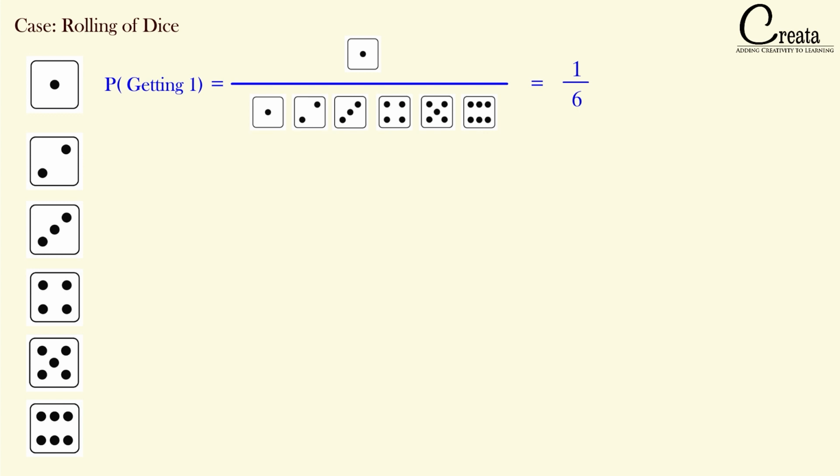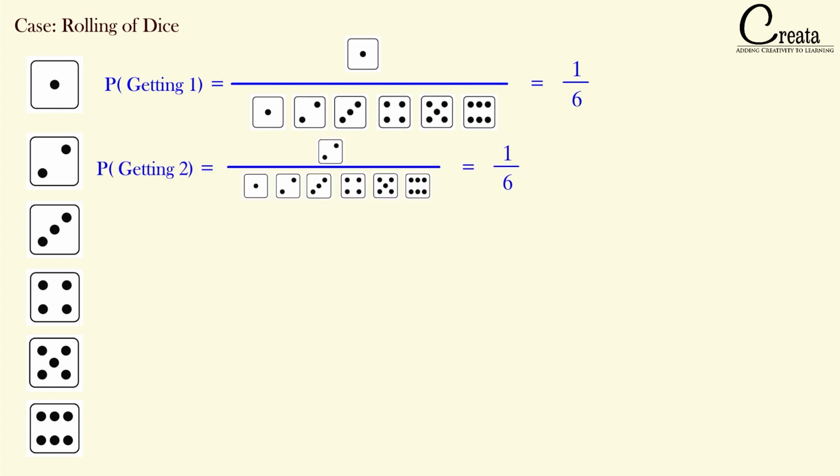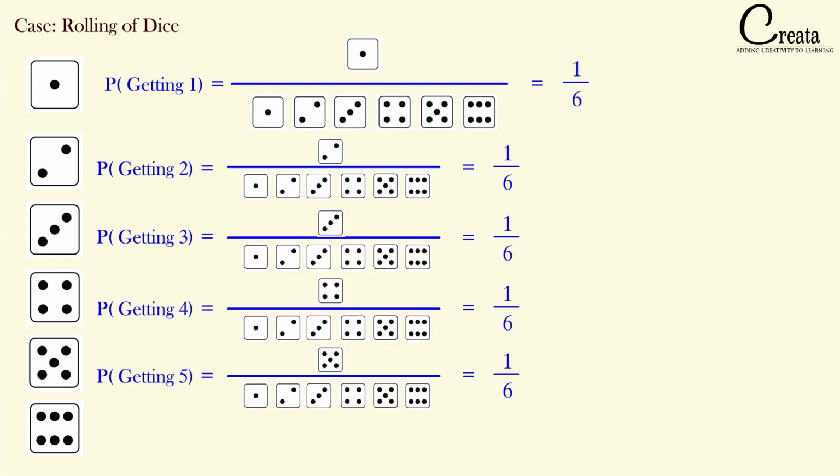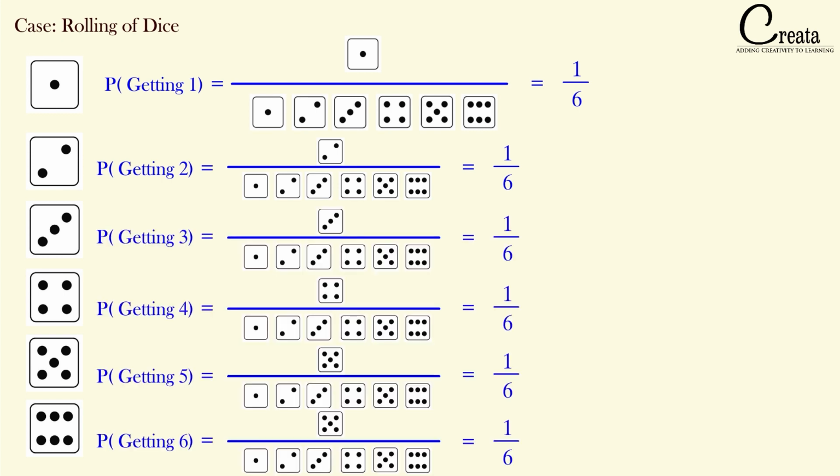Similarly, the probability of getting the number 2 will be 1 by 6. Because the denominator will remain the same, only the numerator will change, that is, number 2 will come in the numerator, which is again 1. Similarly, we can calculate the probability of getting number 3, 4, 5 and 6 as 1 by 6. So we have calculated the probability of all the 6 events of rolling the die.